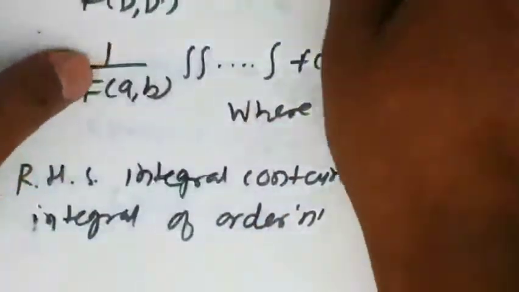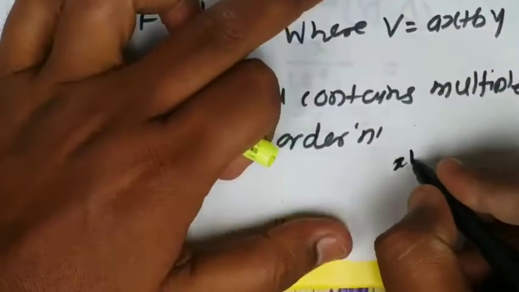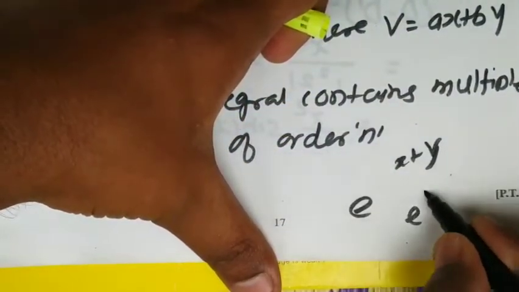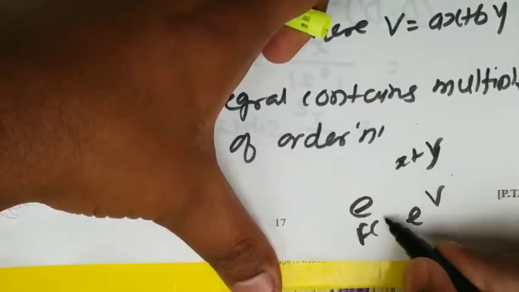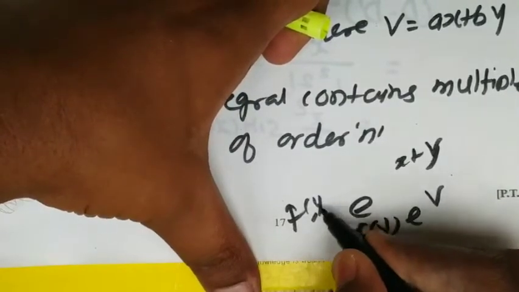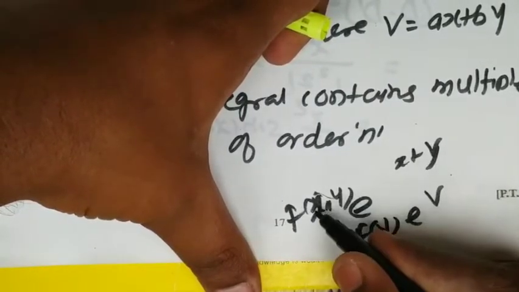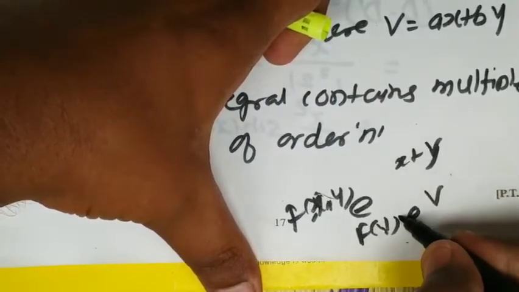So here just put that function, whatever function you are having. If you are having e raised to x plus y, so x plus y is my v. So e raised to x plus y will become e raised to v. This is your small f of v, and this is your f of x comma y, e raised to x plus y, and I am replacing x plus y by v. So f of v will be e raised to v.